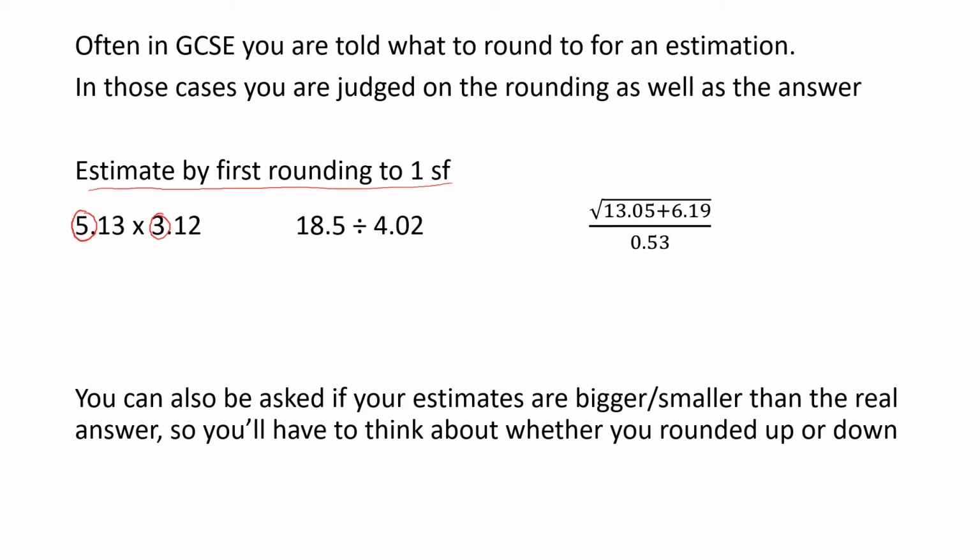Those are our first significant figures. We're going to round them both down because they've got a 1 after them. So this would just be 5 times 3. And so our estimate for this answer would be 15. For the second one, we're going to round this up to 20 divided by 4. And so our answer would just be 5.